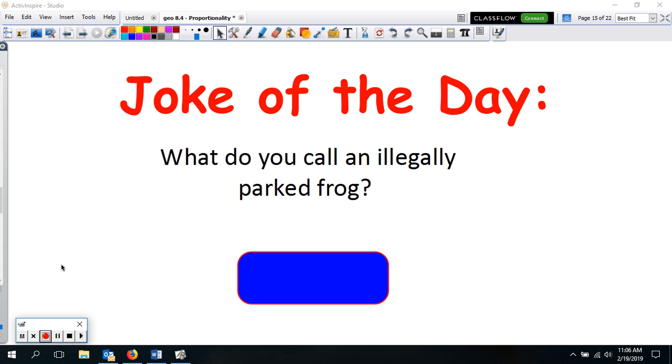Okay, here's our joke of the day. What do you call an illegally parked frog? I don't know if you ever thought about that before, but you call it toad.